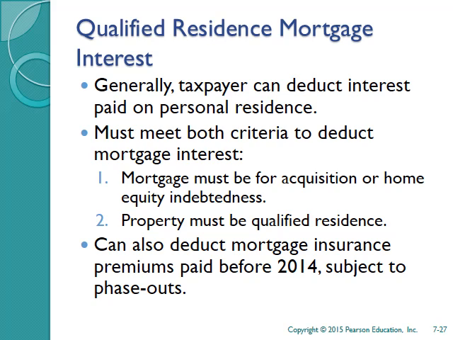I think it's no big secret that for a qualified residence, you can deduct the mortgage interest. Subject to those two qualifiers there, it has to be for acquisition or home equity indebtedness, so a home equity loan would count as well. And it also must be considered a qualified residence, and there are, of course, IRS regulations or code sections that deal with defining what a qualified residence is. Also, mortgage insurance premiums, but those had to be paid before 2014.